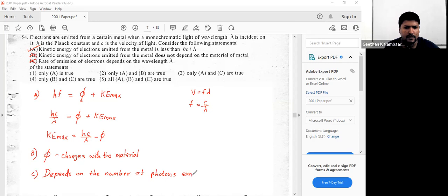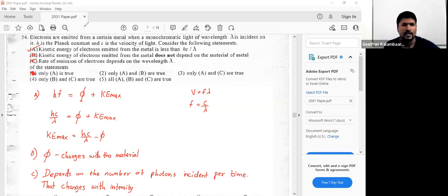incident per unit time. It changes with the number of photons falling per second, right? So that changes with intensity, nothing else but intensity. So the answer for this is the first one. Only A is true.